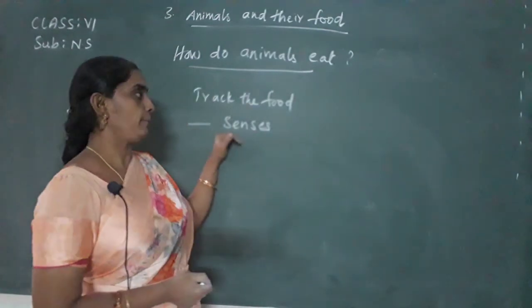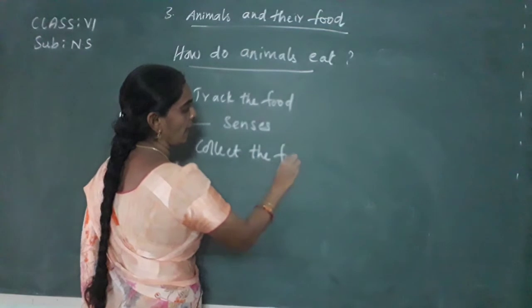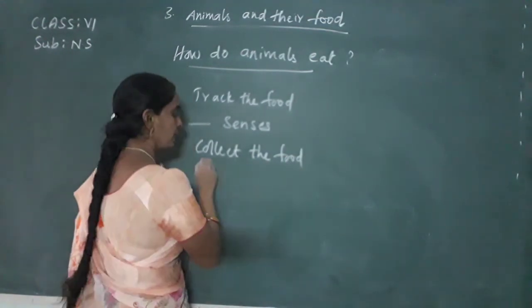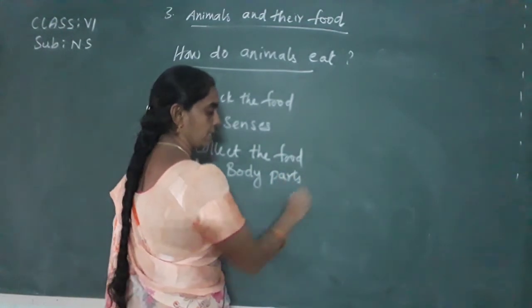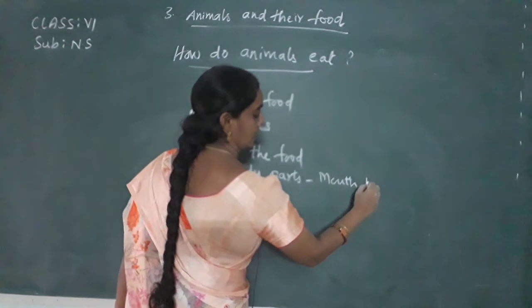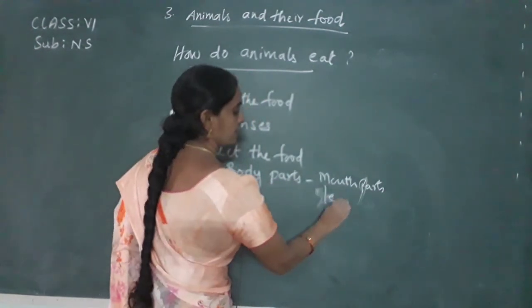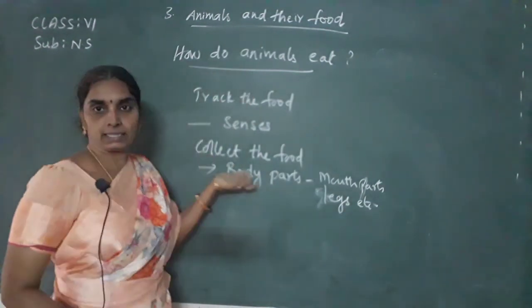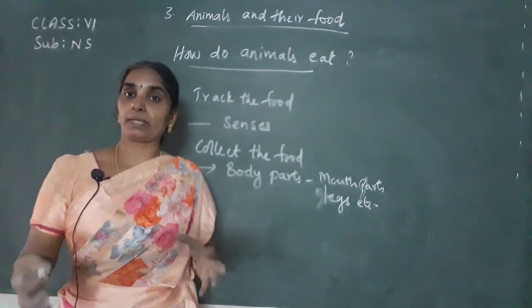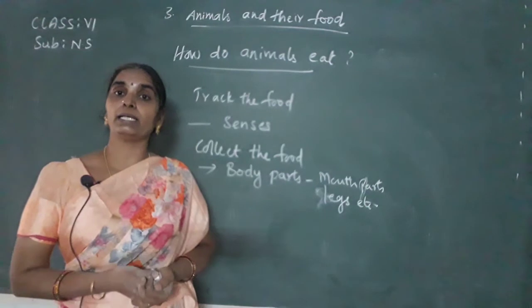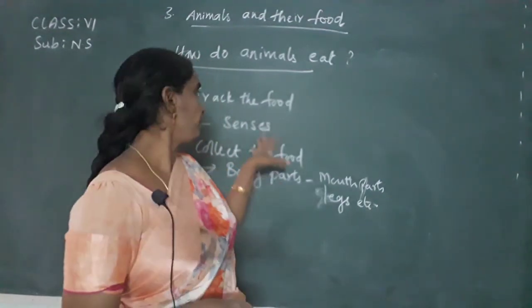So these sense organs help them to track the food, and they collect the food by using body parts or organs like mouth parts, beaks, hands, legs, teeth, tongue, etc. As I told you, first they have to track the food, then collect the food, then they hunt the food, or sometimes they grab the food from others, and also they hunt the food. For hunting, they need the nails, that is, they use their legs to hunt the food materials. So in such manner, they use their senses.